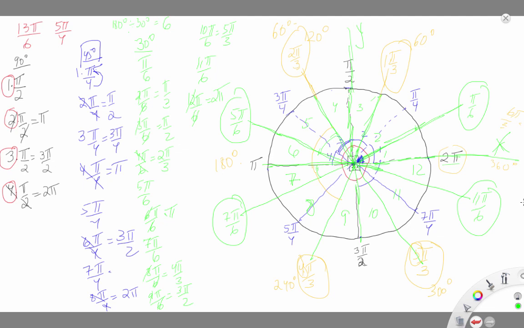So what I really need you to remember is when you see a 4, think of a 45-degree angle. When you see a 6, think of a 30-degree angle. When you see a 2, think of a 90-degree angle. And if you see a 3, think of a 60-degree angle. And just keep going as many times. If it's 2 pi over 3, that means you have to go 2 times by 60 degrees.